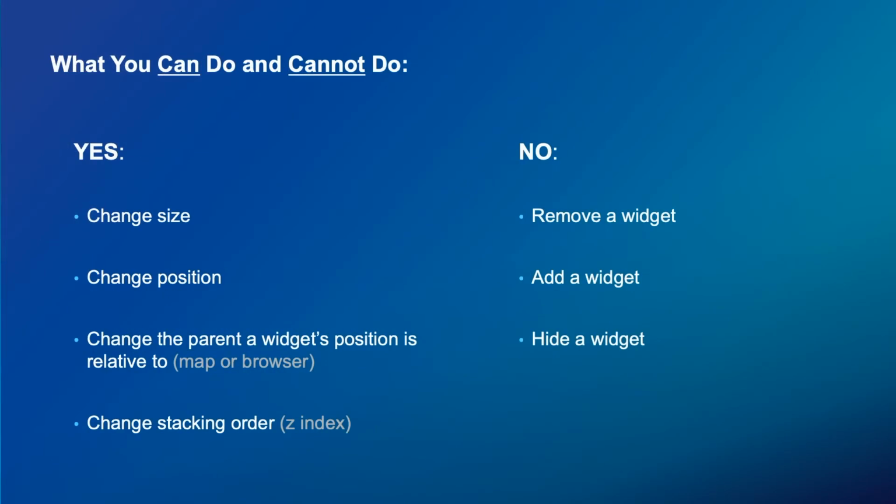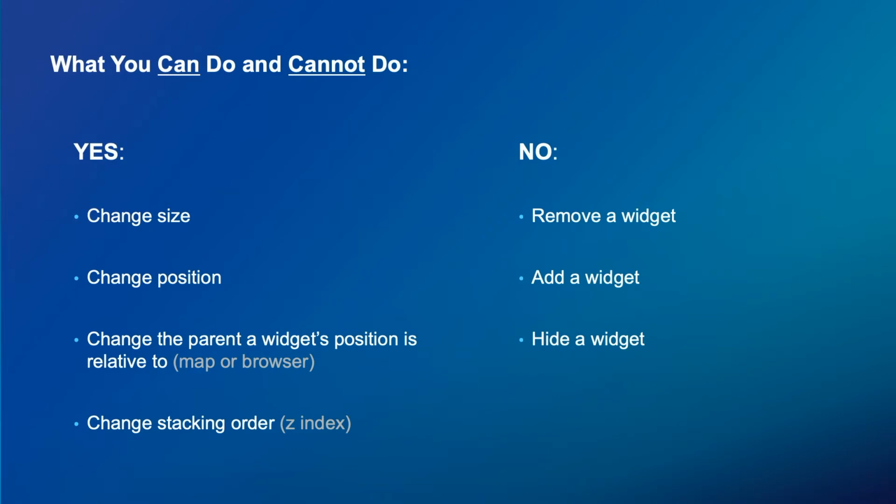Here's a more detailed comparison table of what you can or cannot do in the mobile layout section. What you can do is, first, change the sizes of the widgets. Then you can change the positions of the widgets in the mobile view. Or you can change the parent that a widget's position is relative to, whether it is positioned relative to the map or the browser. The last one is that you can change the stacking order.